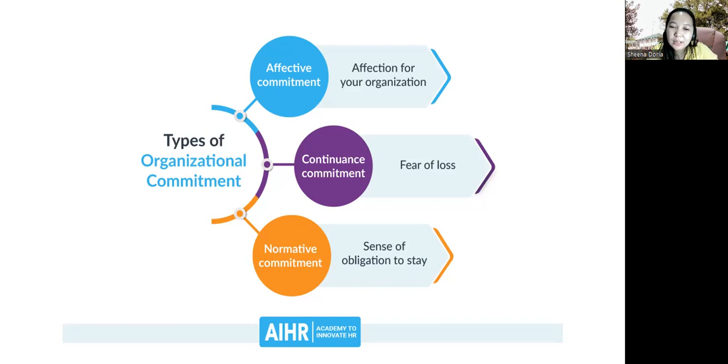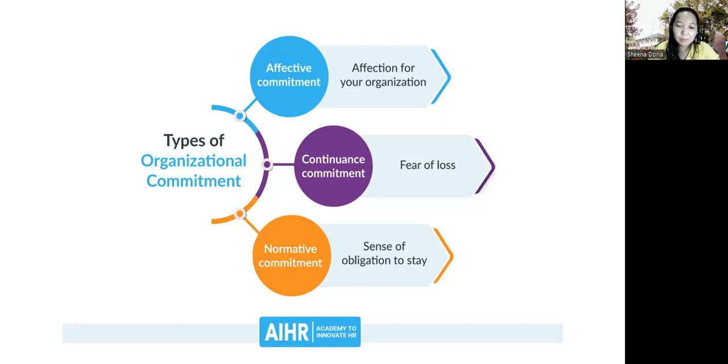Second is continuance commitment. Ito yung you cannot afford to leave. Maraming gano'n, I cannot afford to leave kasi wala na akong malilipatan. That is continuance commitment. Okay? And third is normative commitment. Ito yung meron kang sense of obligation to stay. So for example, nag-training ka, tapos nakakahiya naman, nag-train ako, tapos alis ako agad. Or yung mga jobs such as zookeeper, na sino nang mag-aalaga sa mga animals dito kung wala na ako, di ba?